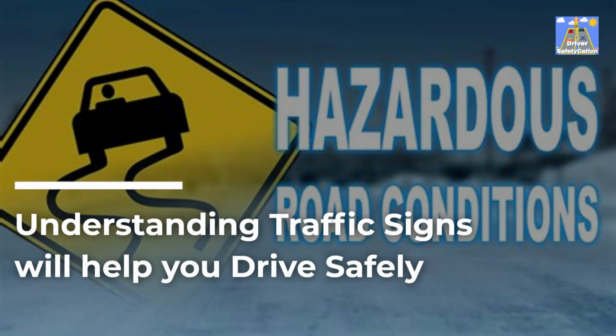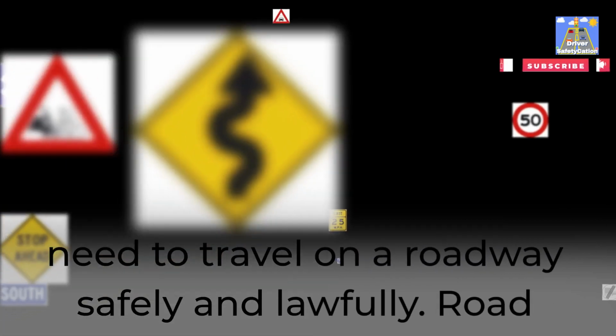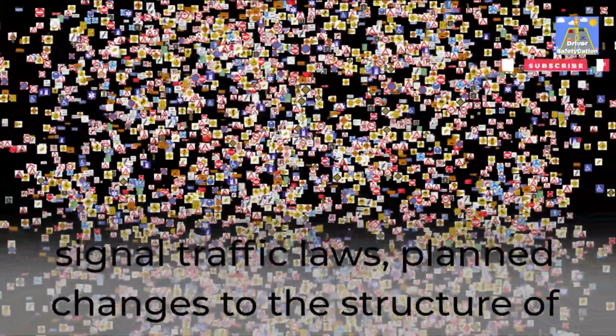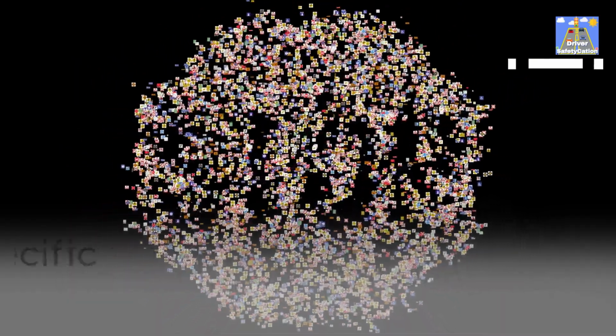Understanding traffic signs will help you drive safely. Road signs transmit the majority of the knowledge you need to travel on a roadway safely and lawfully. Road signs are intended to convey critical information to drivers without being overly distracting by using instantly recognizable forms, colors, and symbols to signal traffic laws, plan changes to the structure of the road, potential dangers, and location-specific information.